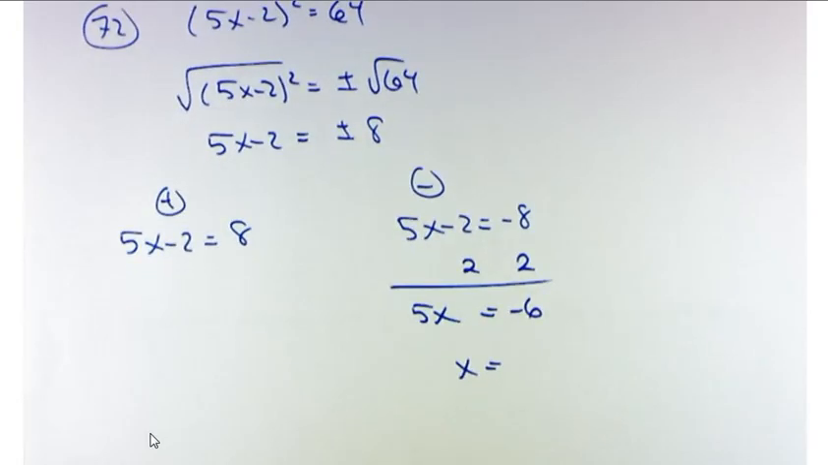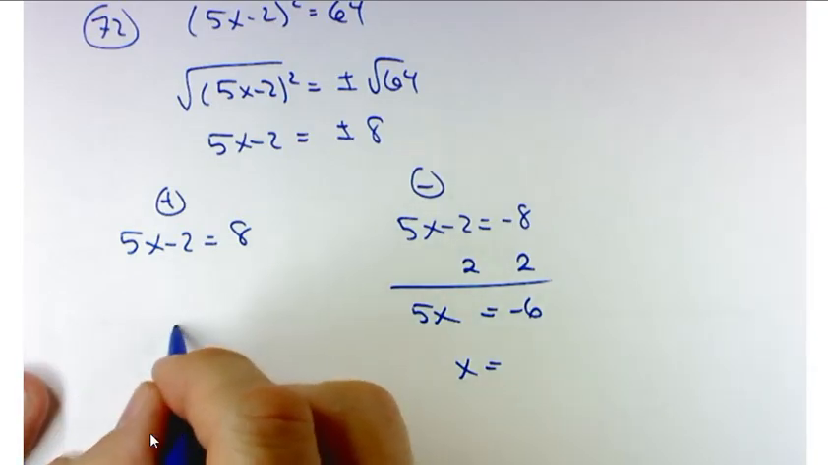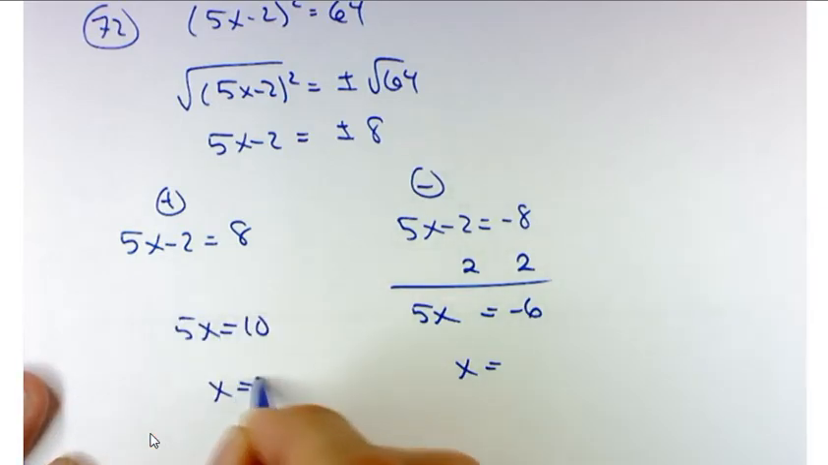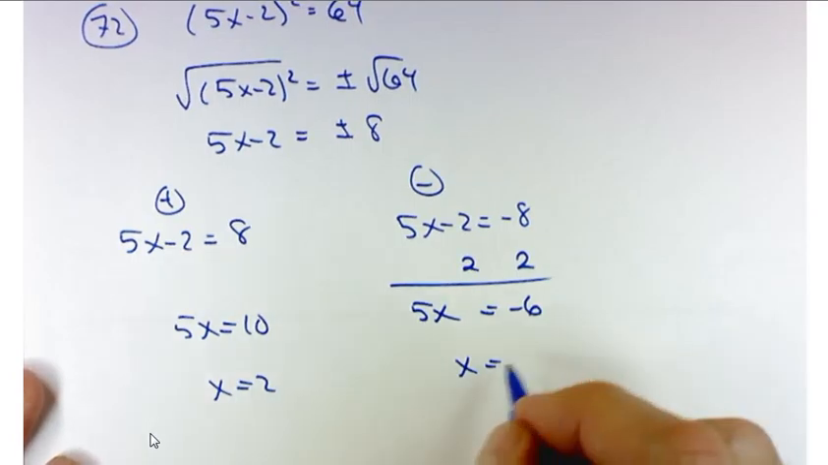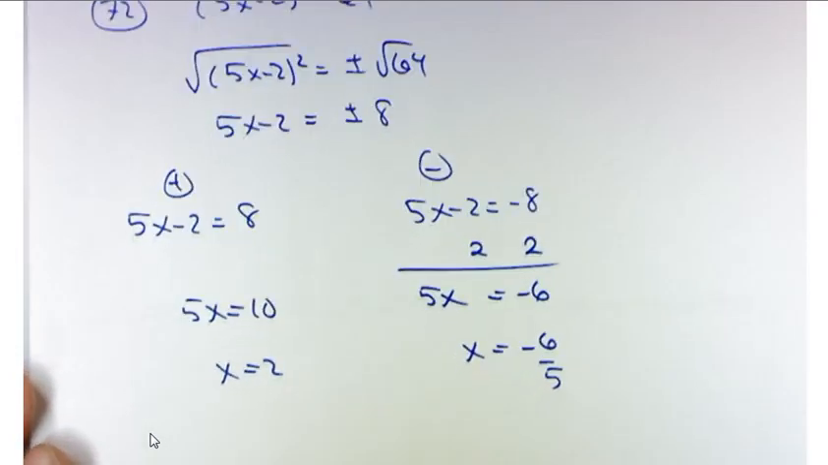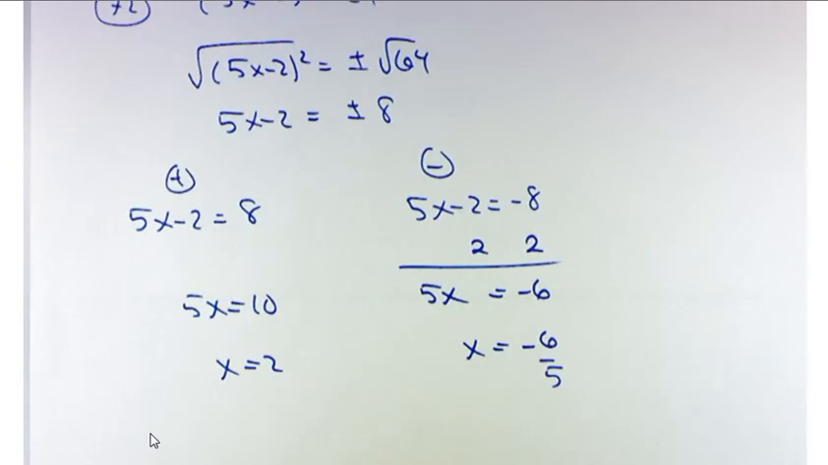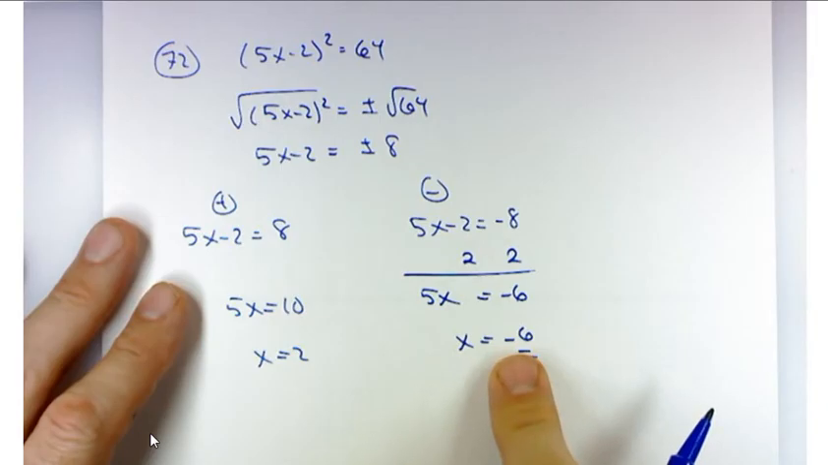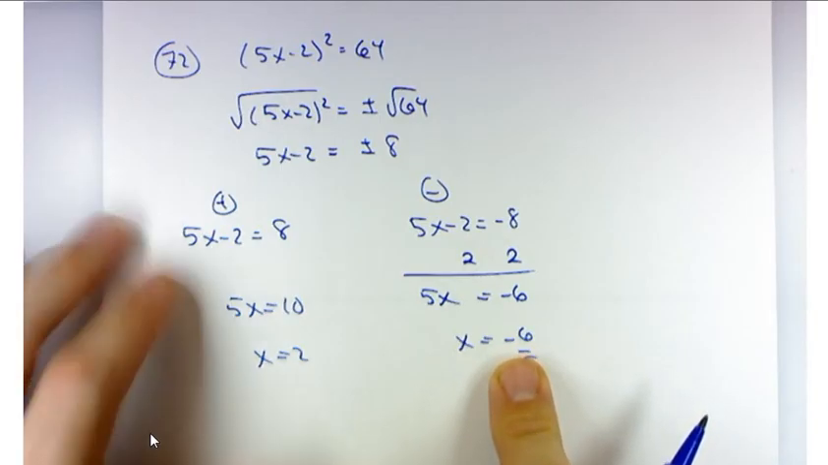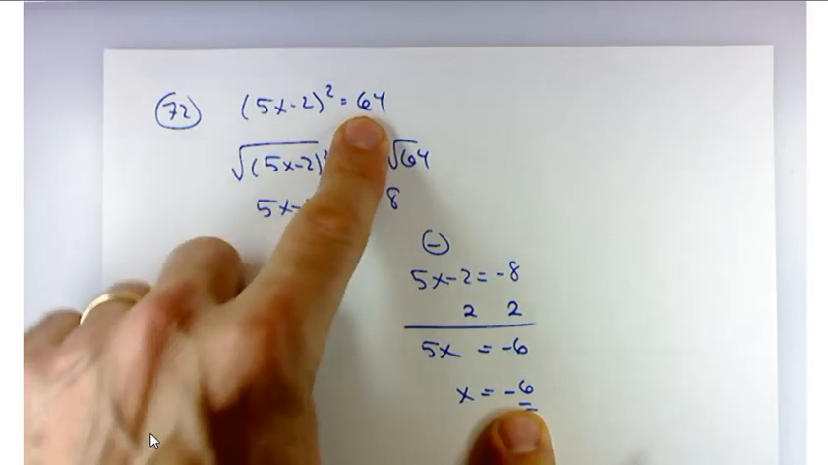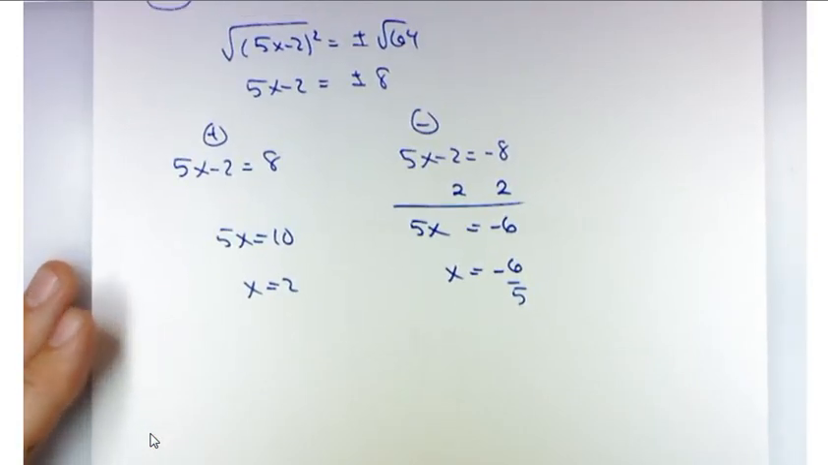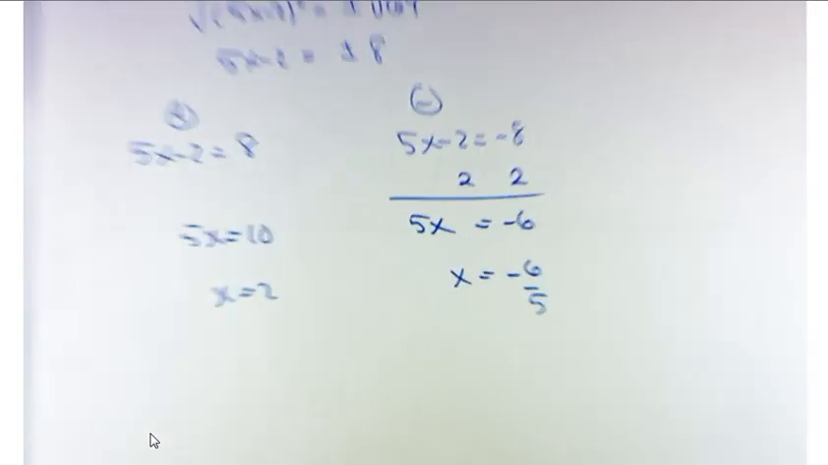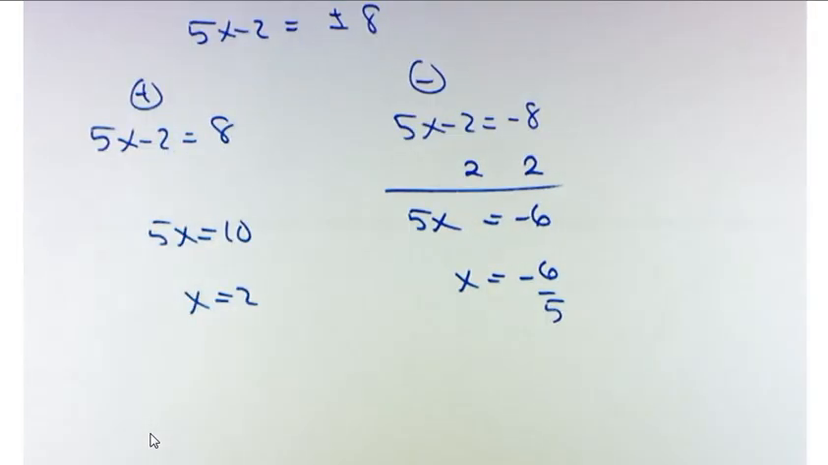What two solutions are you getting? I get 2 and negative 6/5 as my solutions. Again, you can check these. If you were to put it into the original equation, 5 times that, the 5 is going to cancel. Negative 6 minus 2 is negative 8. Negative 8 squared is 64. So it checks.